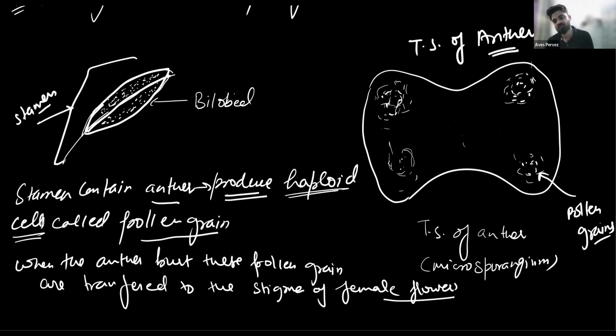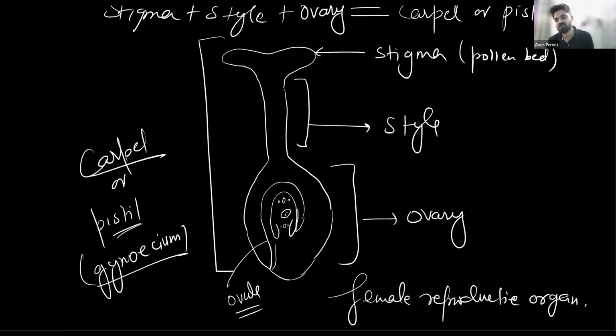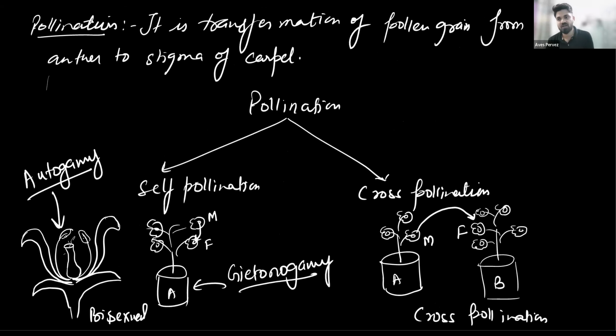Okay. Now moving to the next part. What is pollination? Pollination is the transfer of pollen grain from anther to stigma. So you know that inside the anther, pollen grains are produced. What is anther? Let me explain one more time.